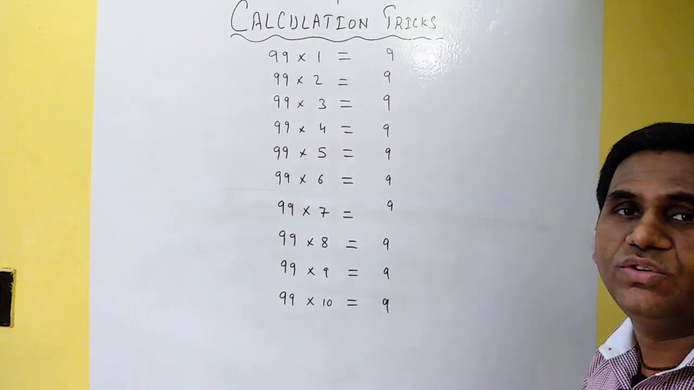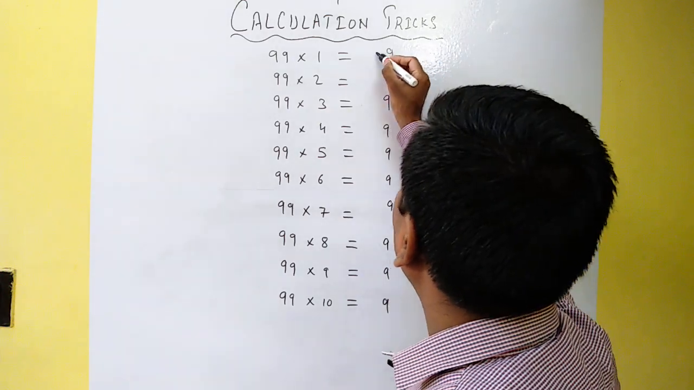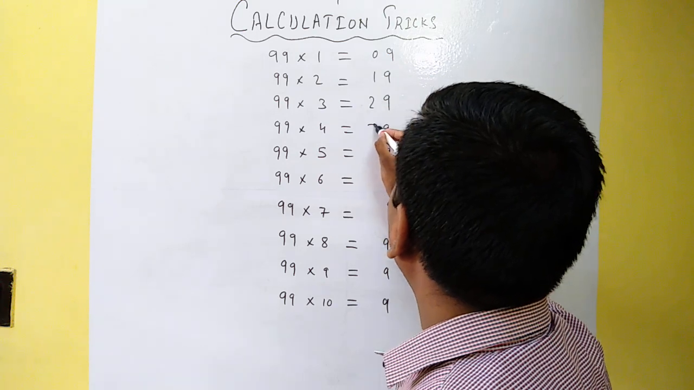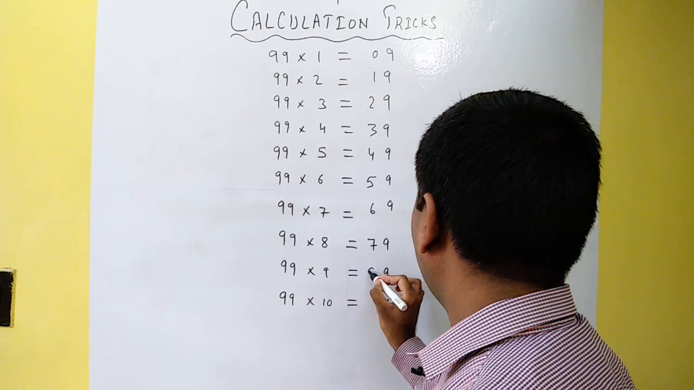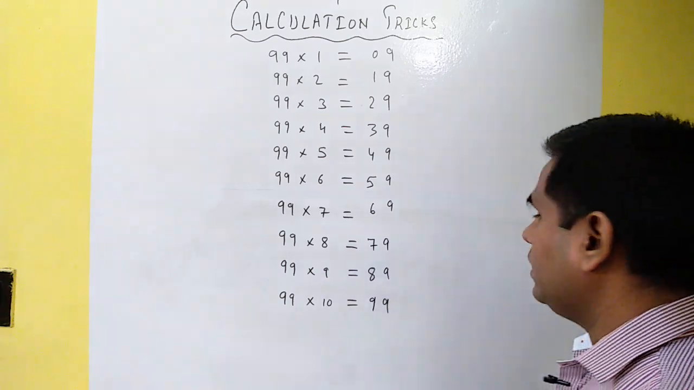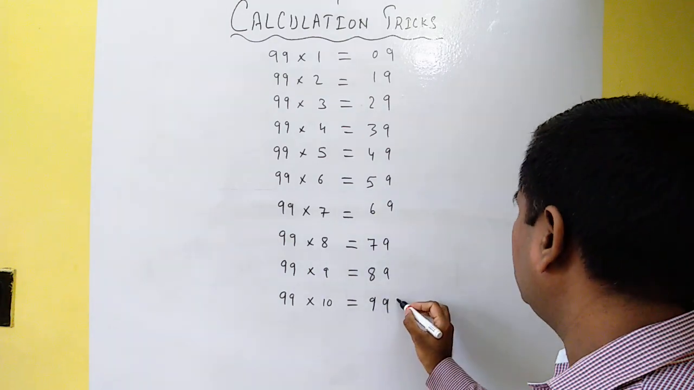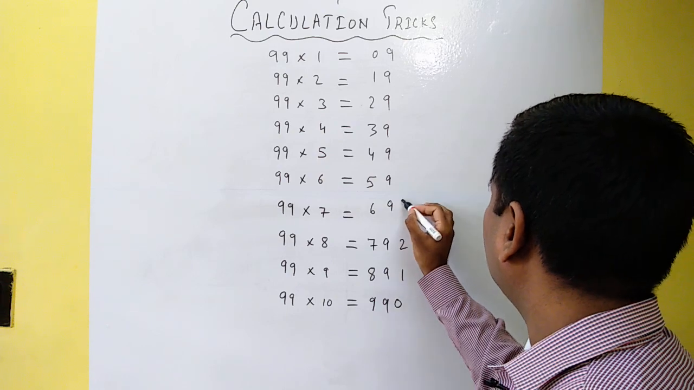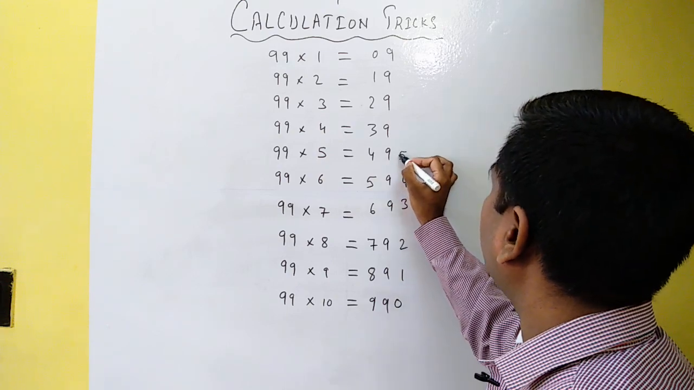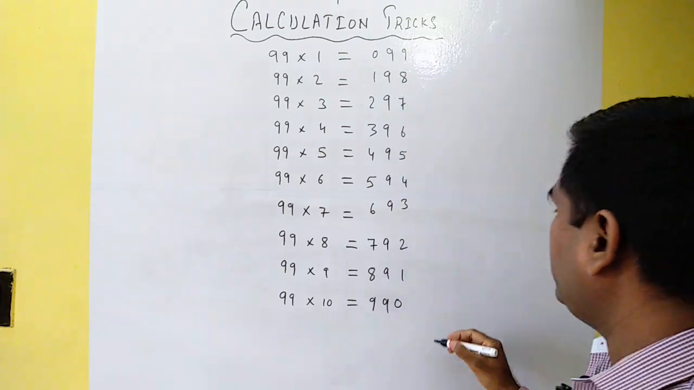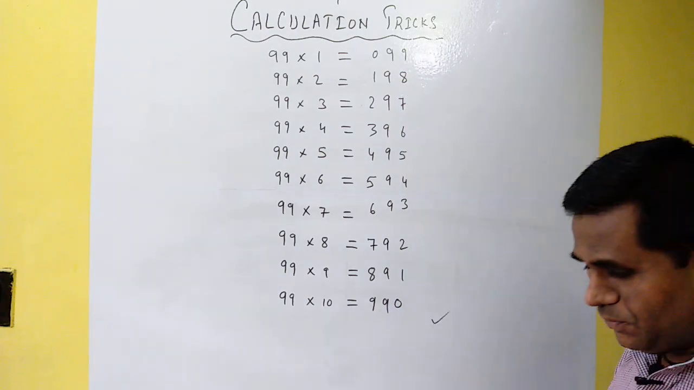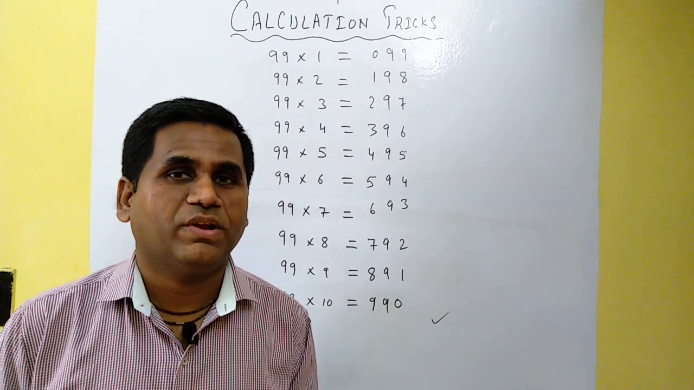Now what we are going to do is, we will write here 0, 1, 2, 3, 4, 5, 6, 7, 8 and 9. Then again we will write 0, 1, 2, 3, 4, 5, 6, 7, 8 and 9. So we have completed this. Okay. So this was our trick number 5.